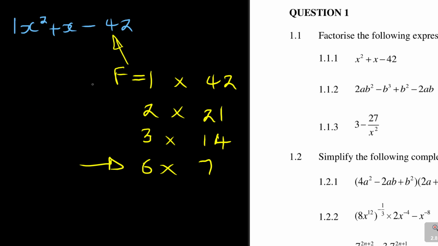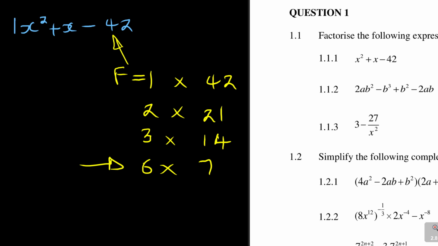Now look at this. We are looking for two numbers. When we multiply them, we must get a negative. So it's not only 42, you want to get a minus 42. And then the decider is when you add them. When you add them, this is when you are adding your sum. You must get a 1.